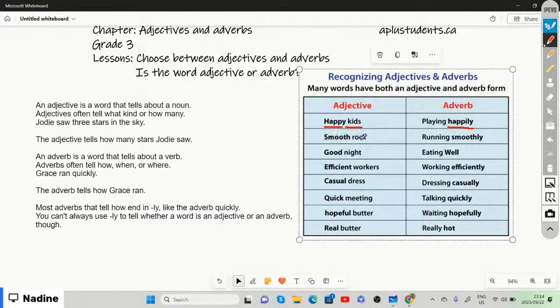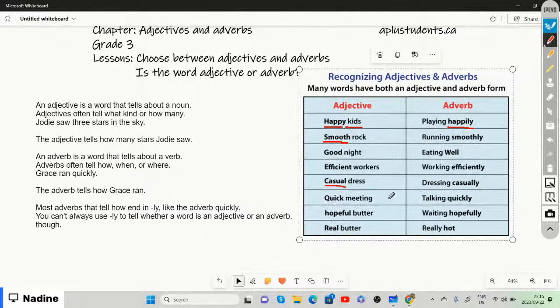Even here, smooth rock. It's telling us about the rock. The rock is smooth. The same with night. It's either a very cold night, a warm night, a good night, or a bad night. It's you telling us about the night. The same with the dress. We can say it's a casual dress, a rare dress, a beautiful dress, a floral dress, a summer dress. It's you telling us about the dress, or it describes the dress, or tells us what kind of dress.